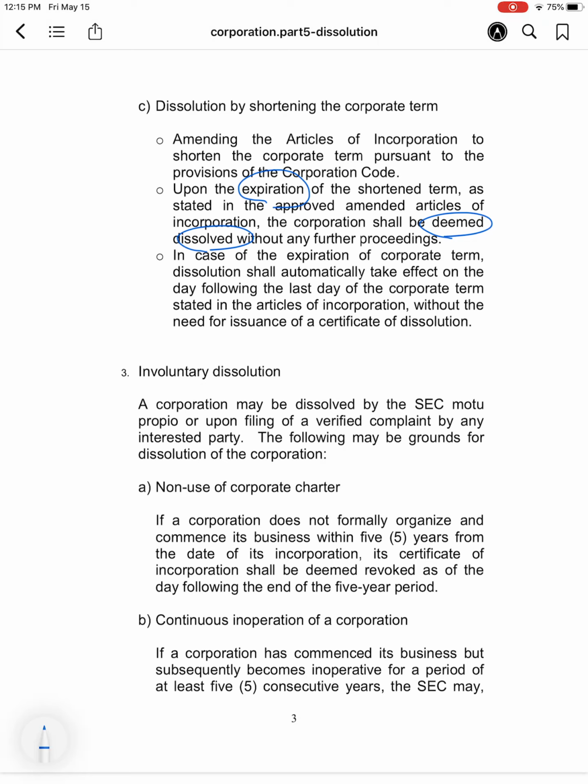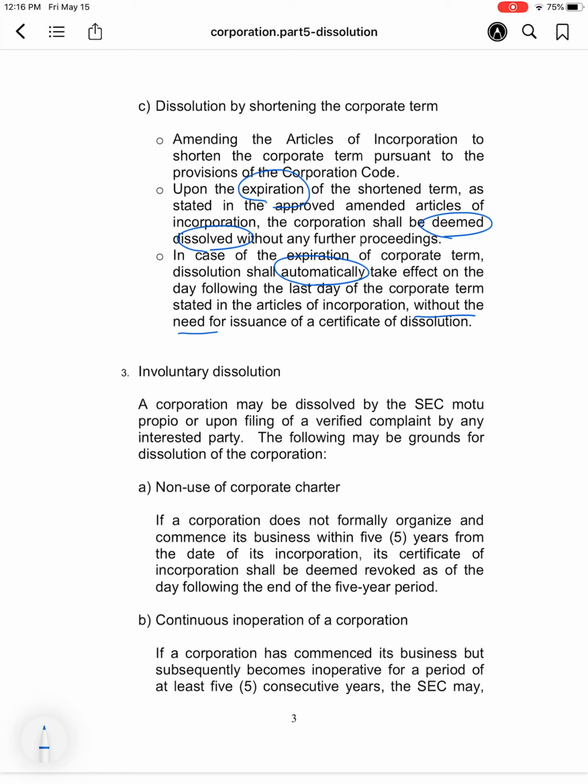In case of the expiration of corporate term, dissolution shall automatically take effect on the day following the last day of the corporate term stated in the article. So, shall automatically take effect without need for issuance of certificate of dissolution. So, hindi kailangan yung certificate of dissolution.